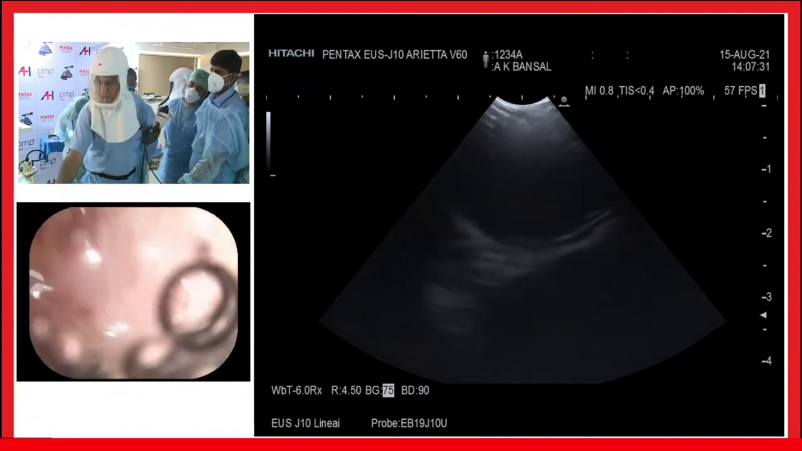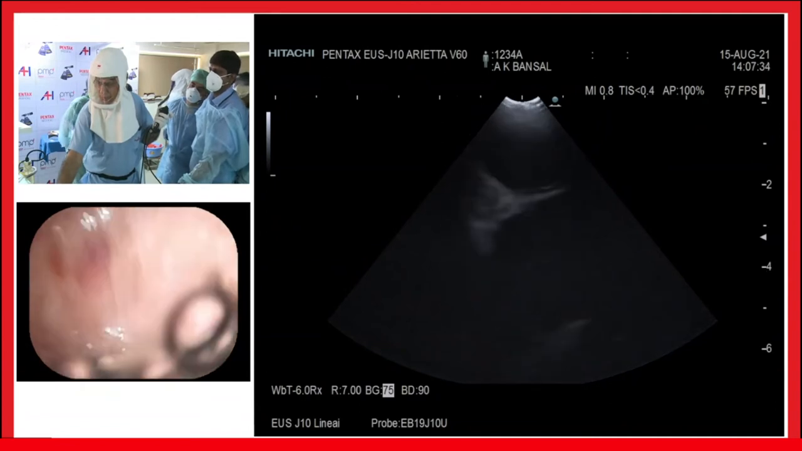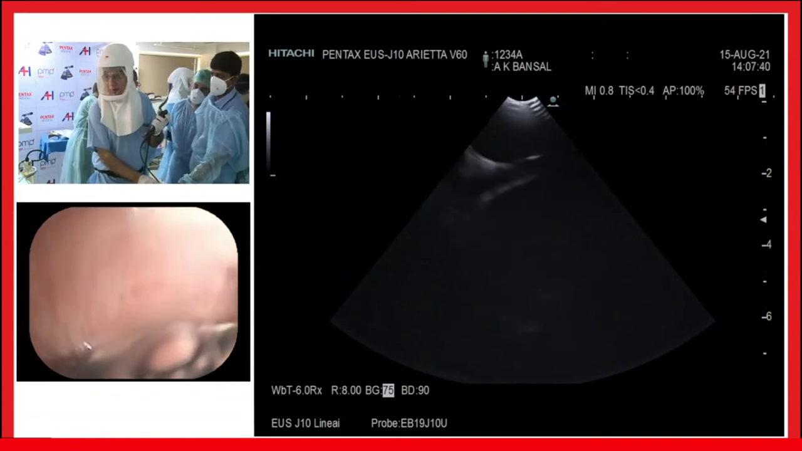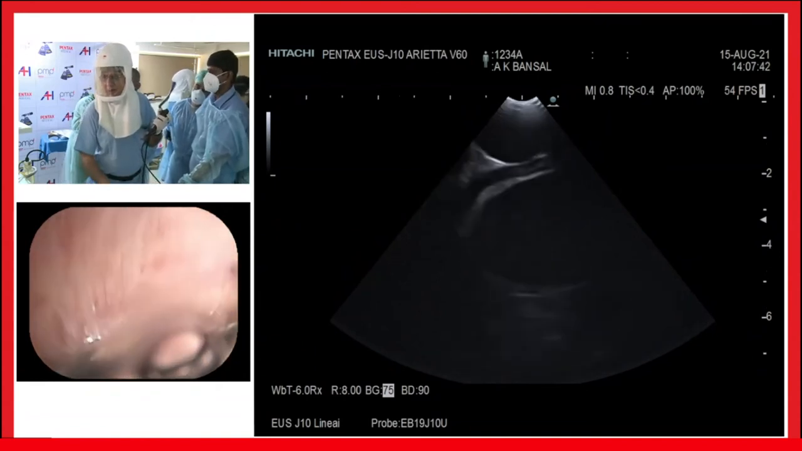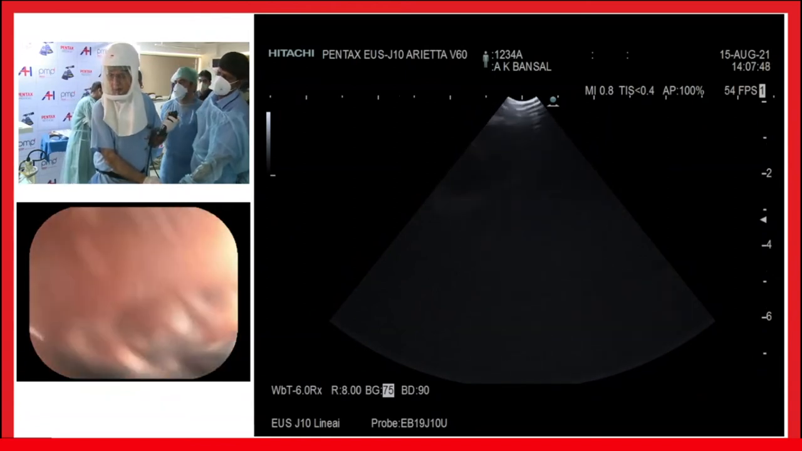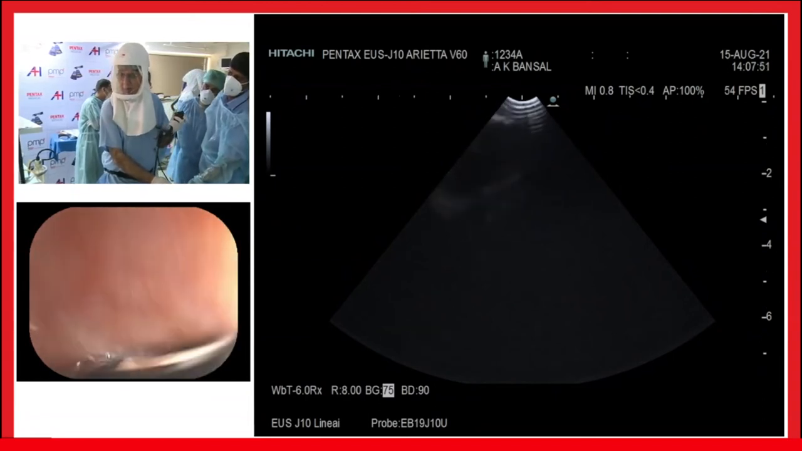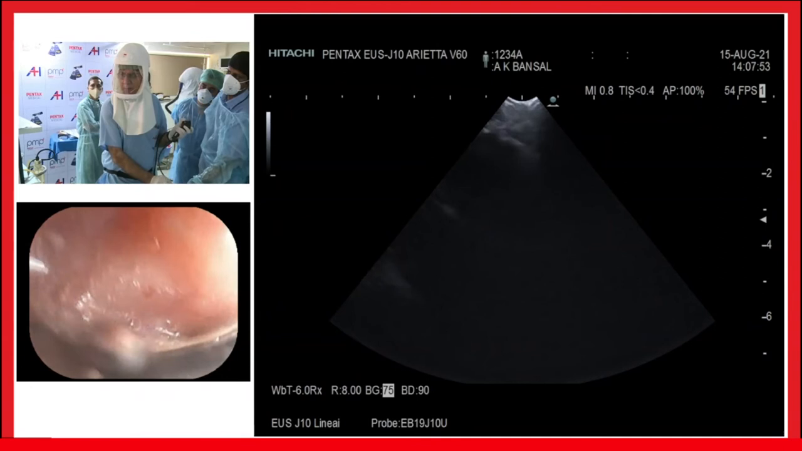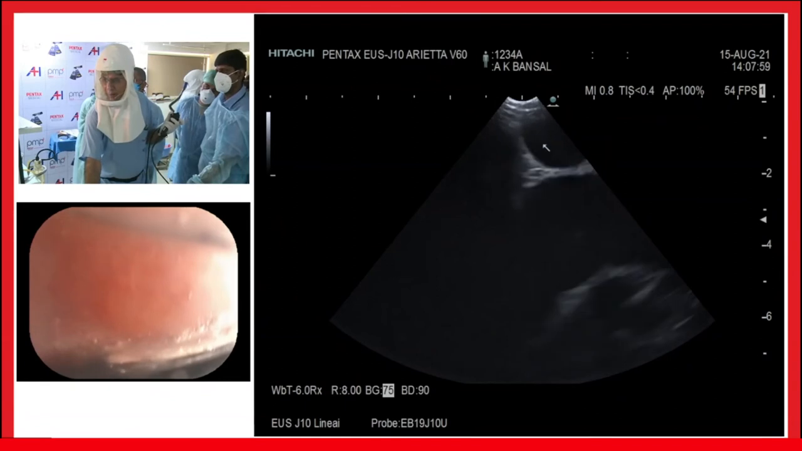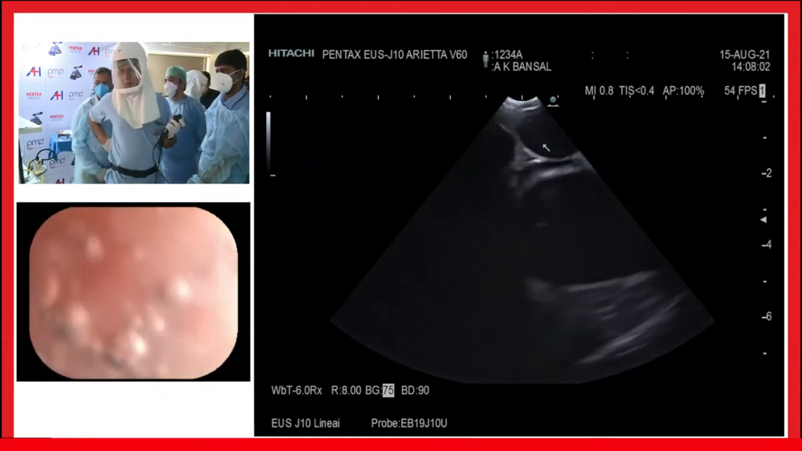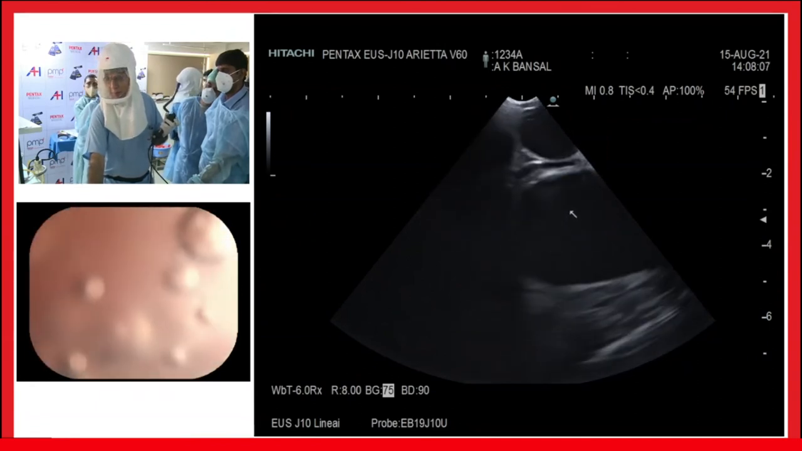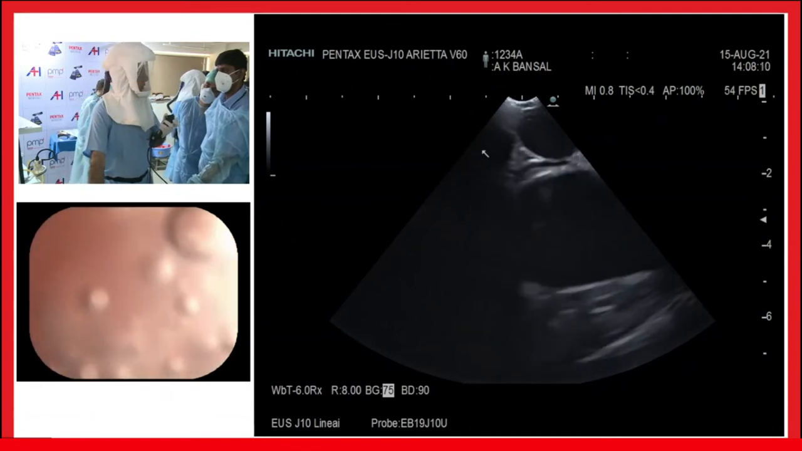So I will concentrate first on the demonstration of cardiac structures. For this, I will have to change the depth, and this is the depth I have changed. I will go as low as possible in the right bronchus and identify whatever structures I can see. In this case, I believe this is the left pulmonary artery, but I will confirm it. This is the superior vena cava, this is the aorta, and this is the left atrium.